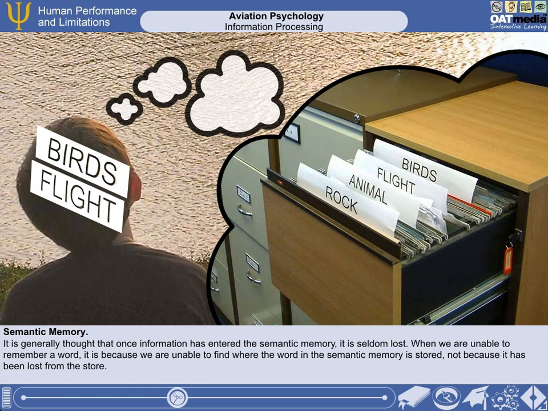It is generally thought that once information has entered the semantic memory, it is seldom lost. When we are unable to remember a word, it is because we are unable to find where the word in the semantic memory is stored, not because it has been lost from the store.